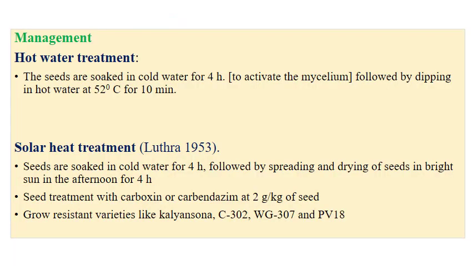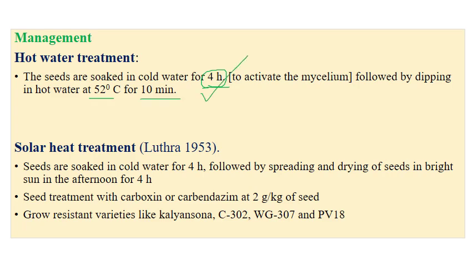So coming to the management practices, hot water treatment. The best management practice for wheat loose smut is hot water treatment. The seeds are first soaked in cold water for 4 hours, then dipped in hot water at 52 degrees centigrade for 10 minutes, as one of the management practices.